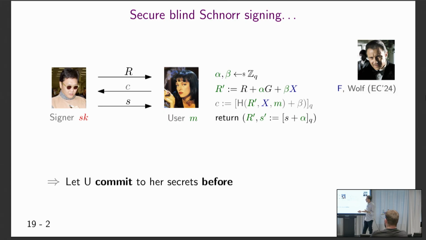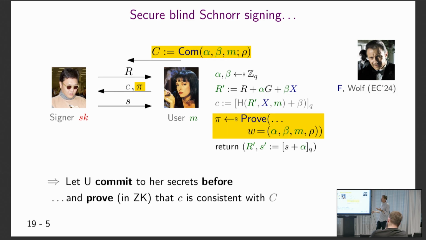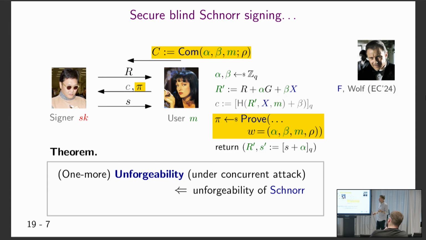So what we did is we first let the user commit to all her secrets. Once these values alpha, beta, and m are fixed, there's only one value C that's correctly computed according to the protocol specification. And so now she can add a zero-knowledge proof that proves that the C that she sends is correctly computed. That prevents the attack, but you can even prove that this protocol satisfies one-more unforgeability under concurrent attack, assuming that Schnorr itself is unforgeable, which seems like an obvious thing you assume if you use the scheme, and soundness of this proof system.